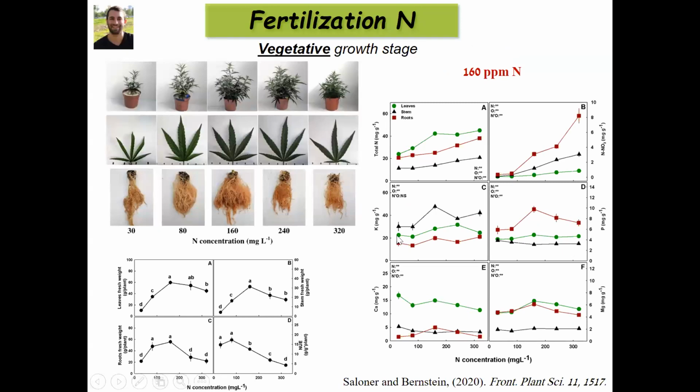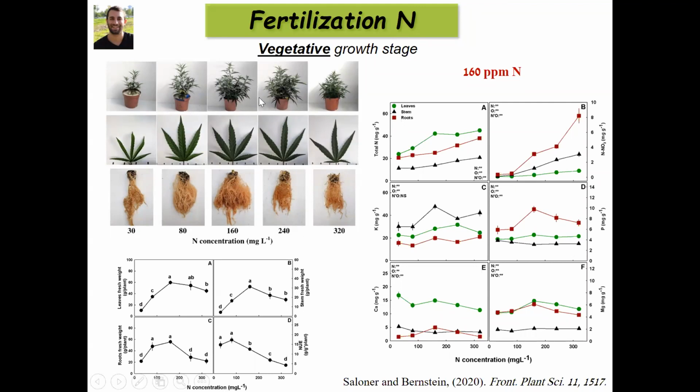Again, all this is published and you can find it in the reference that I always put at the bottom of the screen. This was done by Avia Salonar, a PhD student in the lab. We did it for several cultivars, and we're showing just one cultivar here. We started by applying a relatively large range of nitrogen concentration, from 30 ppm all the way up to 320 ppm, milligrams per liter.